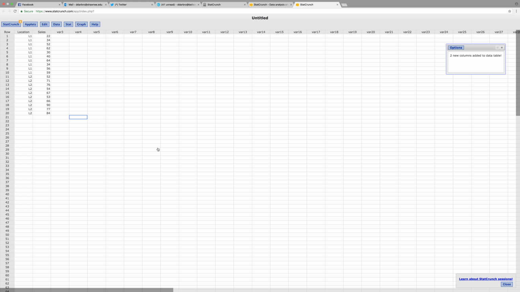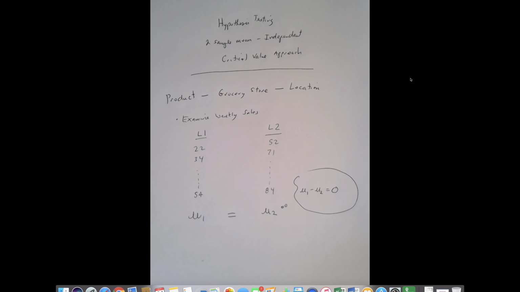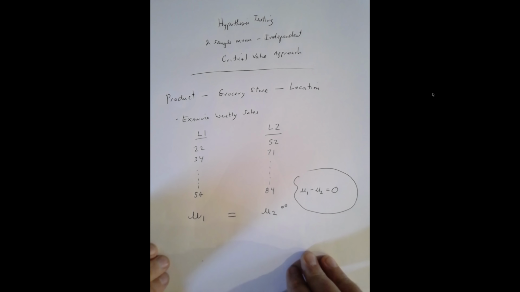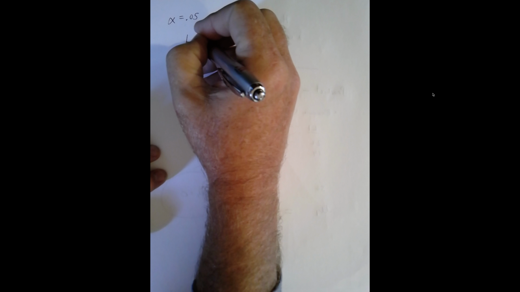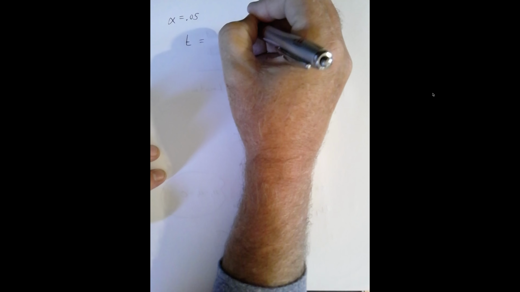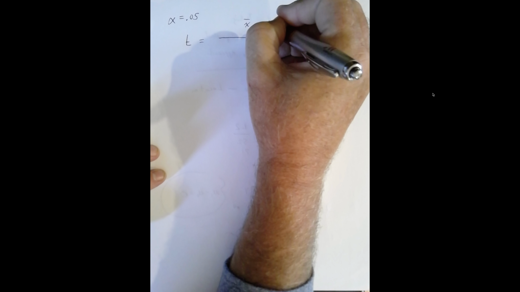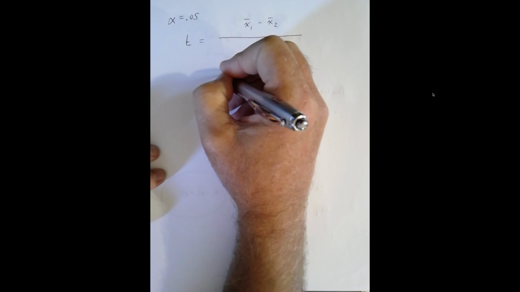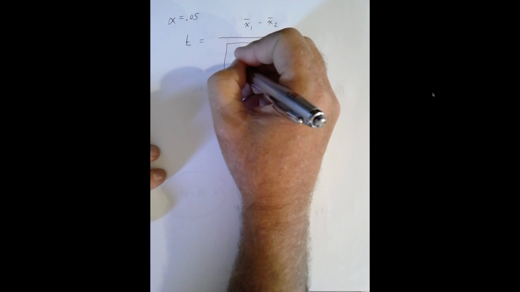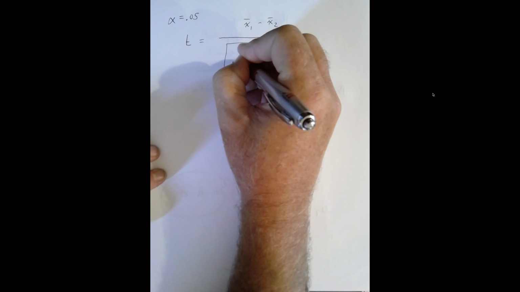All right, gang. Now let's go back over to where I can write, and let's think about the things we need. Now the test statistic is T, and let's just assume that we're testing at alpha equal 0.05, which will be an issue here in just a second. So guys, what we need here is in the numerator, x bar 1 minus x bar 2. And in the denominator, we need to find the pooled variance.